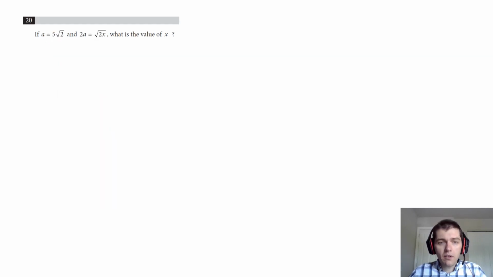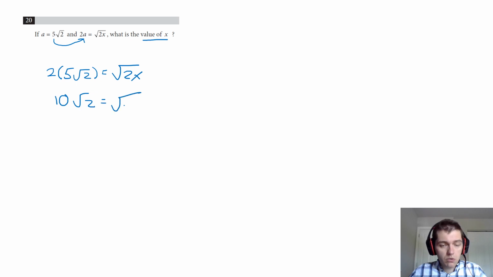Okay, problem 20. They're asking for the value of x and giving you what is effectively a system of equations where a is just a value. So you can take your value of a, plug it straight into your second equation. You will have 2 times 5 square root 2 is equal to square root 2x. You then multiply out through this 2, 10 square root 2 is equal to square root 2x.